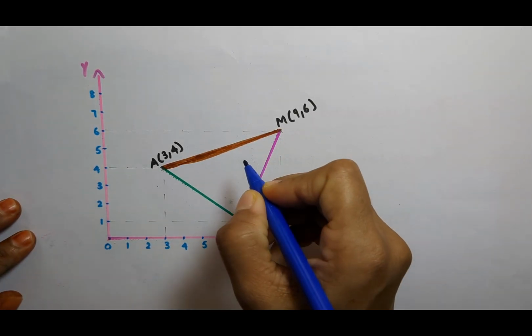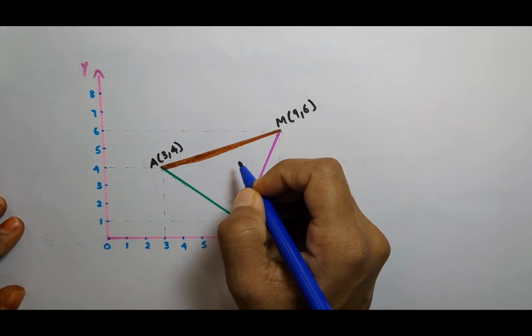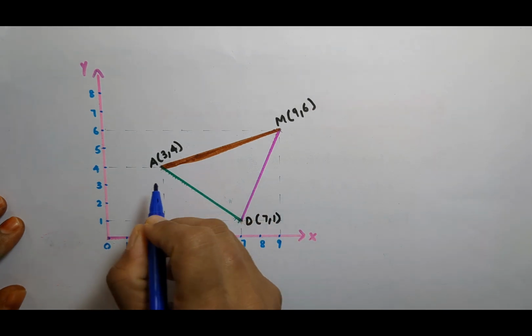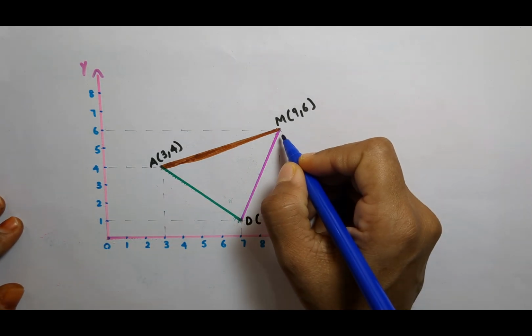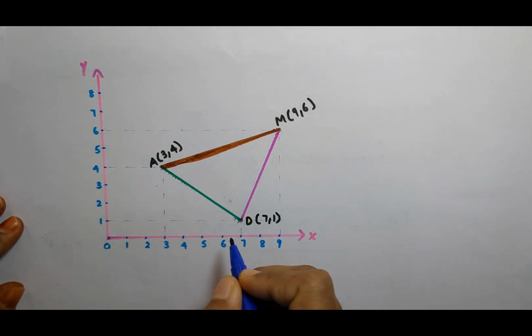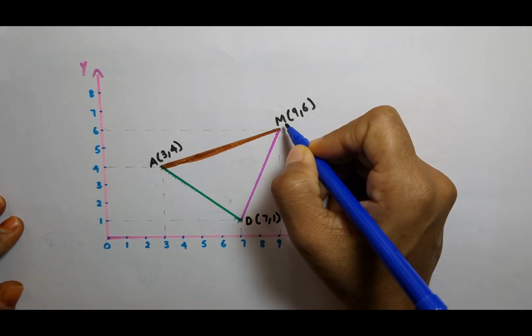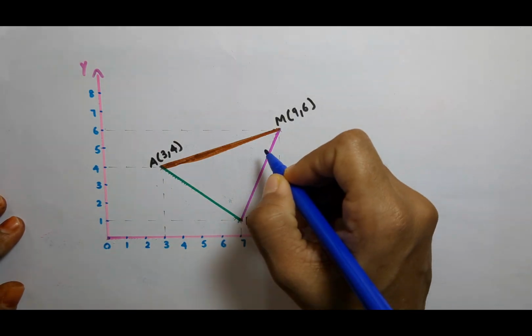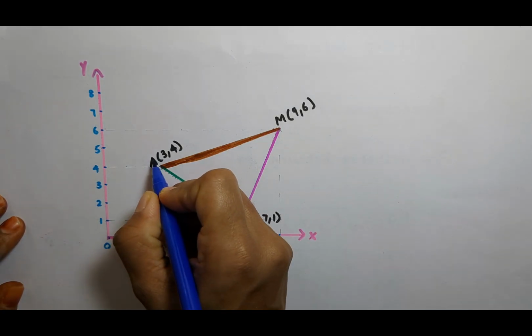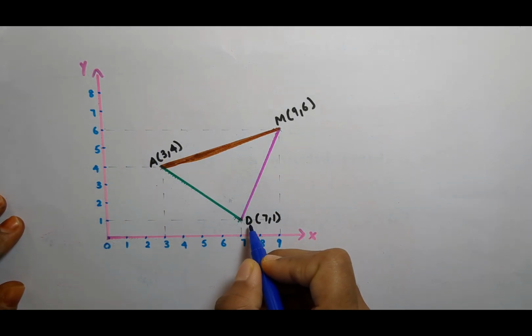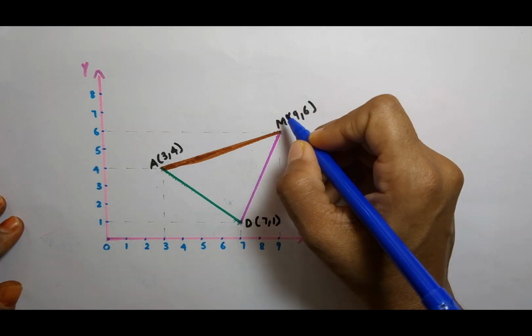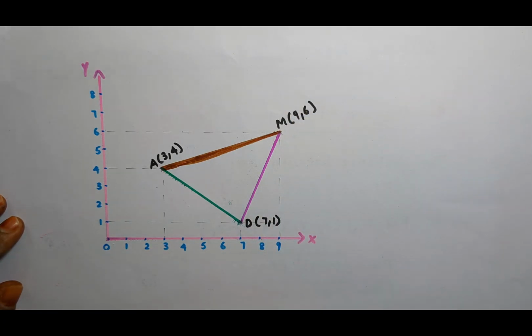Now, let us consider this figure which is given in your textbook. One triangle ADM is given here. See this triangle, the coordinates of each point A, D and M of this triangle are also given here. The coordinates of A is (3, 4). Coordinates of D is (7, 1). Coordinates of M is (9, 6).